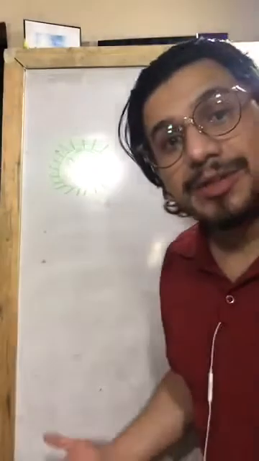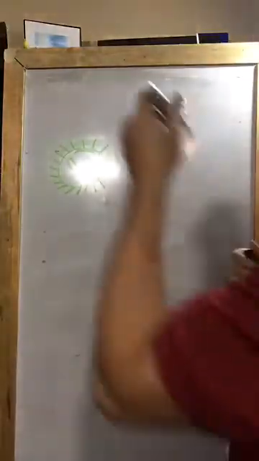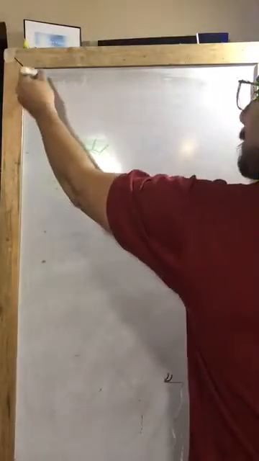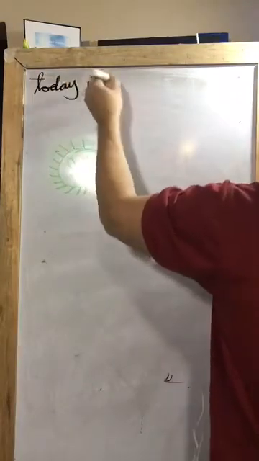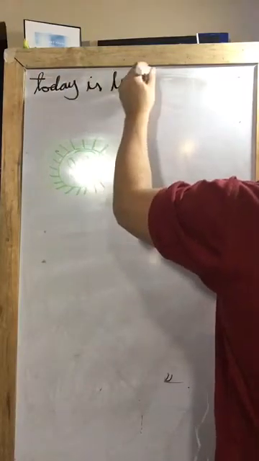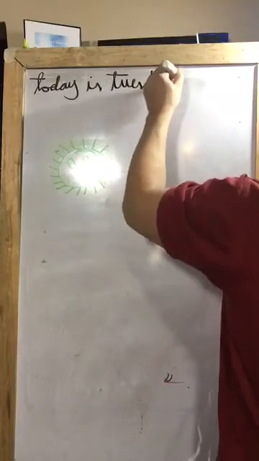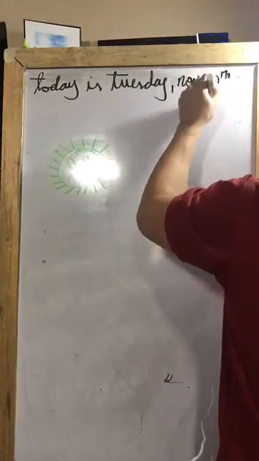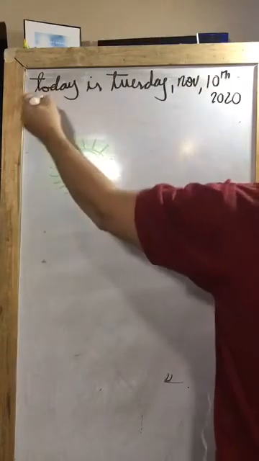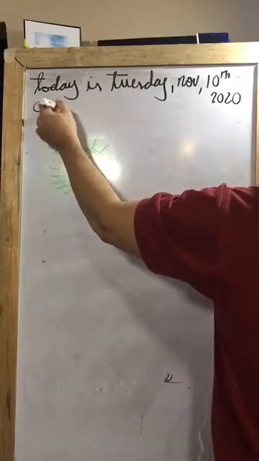Okay, so today is Tuesday. Let's write the date. Today is Tuesday, November 10th, 2020, and this is grammar 5th grade.